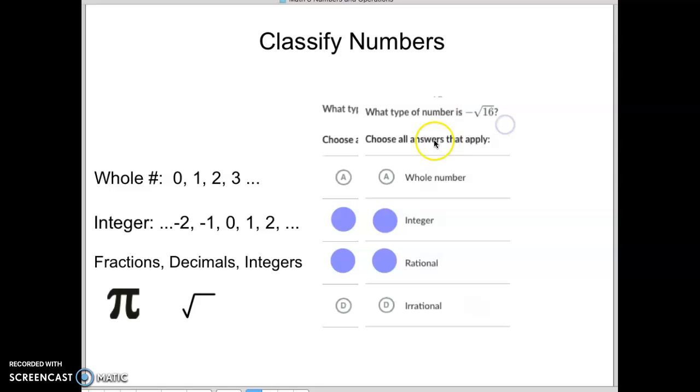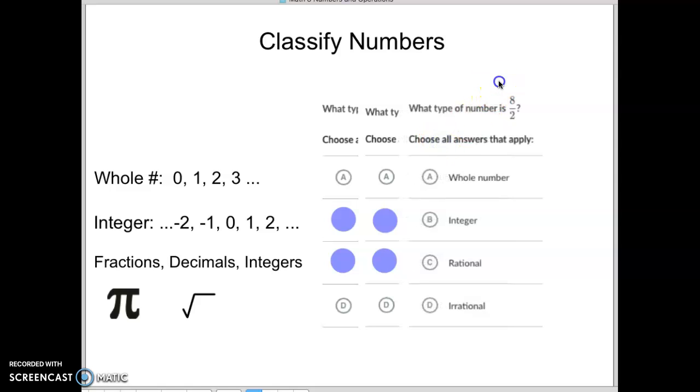Good question. Next one, we have 8 over 2. First of all, it's a fraction, so you should all know it's rational, correct? 8 divided by 2 is positive 4. Now, because it's positive, it's a whole number. And remember, all whole numbers are also integers. So it's an integer as well. So if you click an integer, you're going to click the rational. If you click a whole number, you have to click integer, which means you also have to click rational.